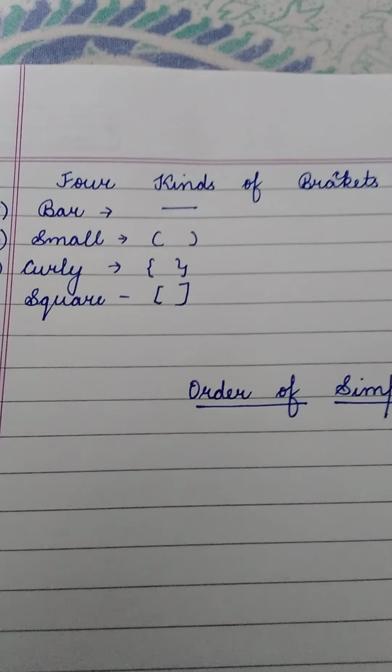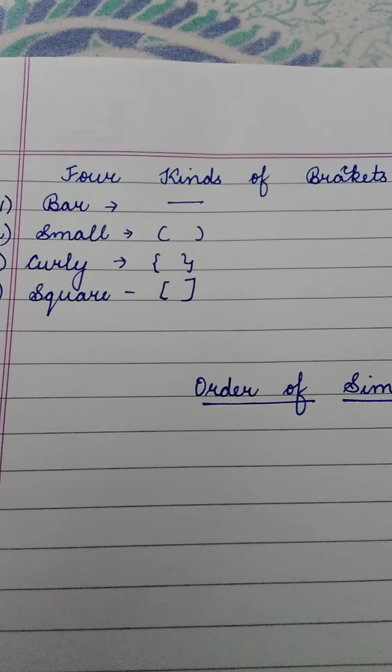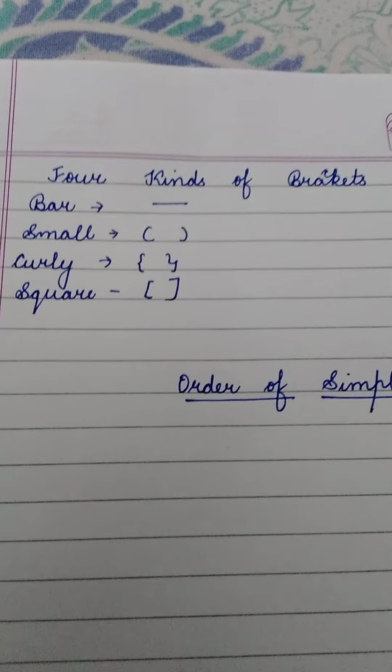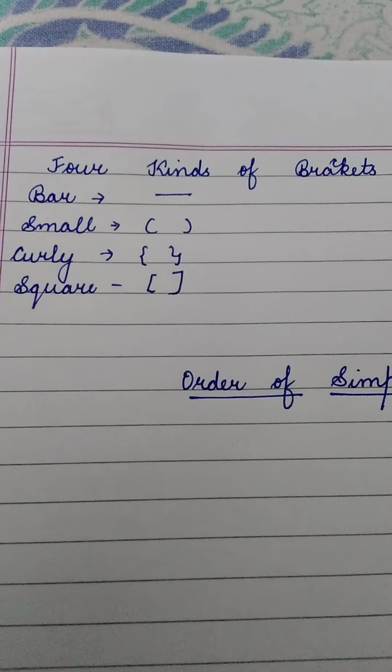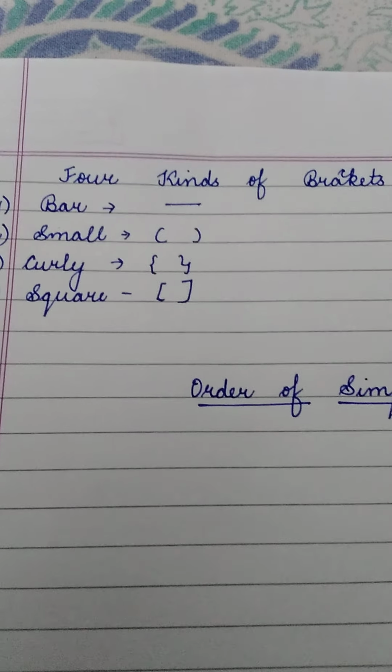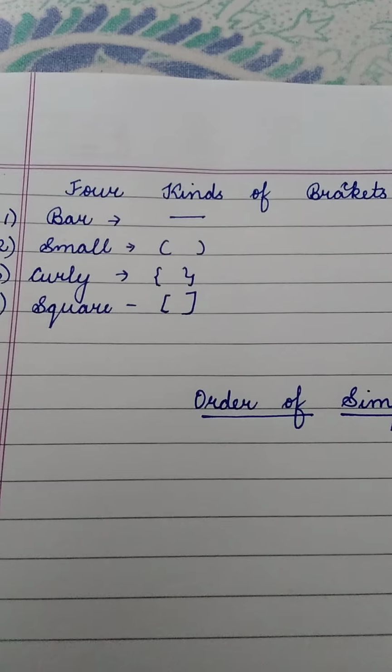So there are four kinds of brackets. One bracket's name is bar, and its other name is also vinculum. The bar bracket sign is like a dash. You can see, but not like a minus, like a dash.